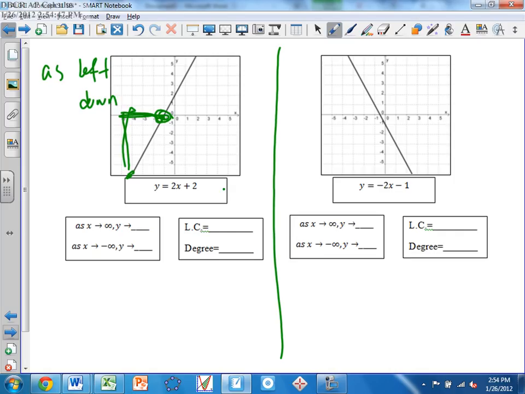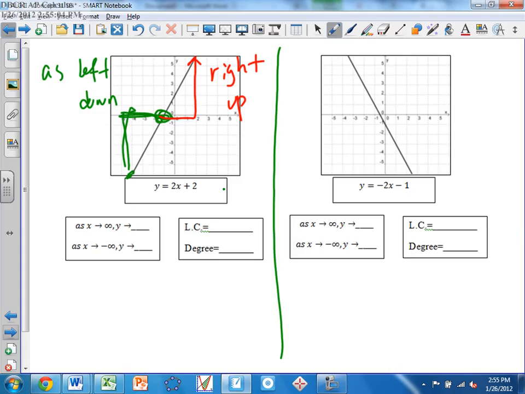Next, as I go to the right for this graph, where do I go? You go up. Again, the same graph. As I go to the right, I go up. So to the right is telling me to go up. With that said, we want to make that clear with infinity notation.